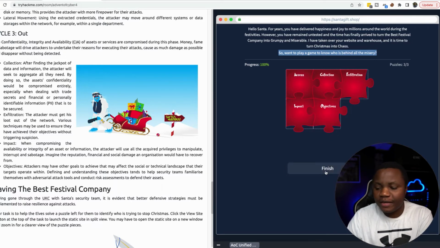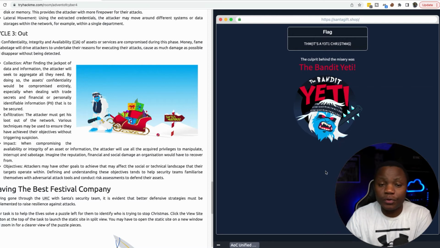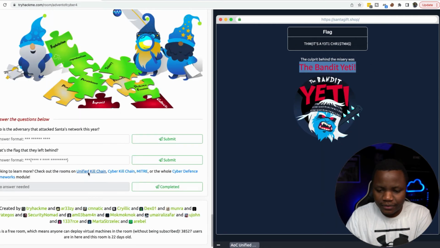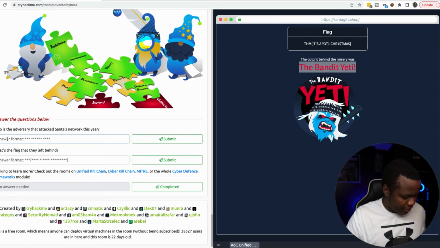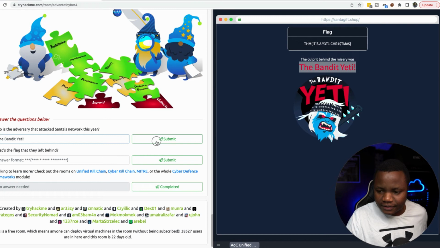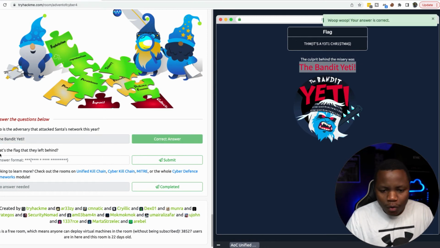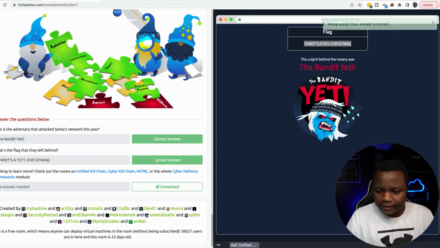All right, so we finished the challenge going through the objectives, and Bandit Yeti is the one who attacked the network. Go down here, paste that. What is the flag that they left behind? Is this one? And submit.